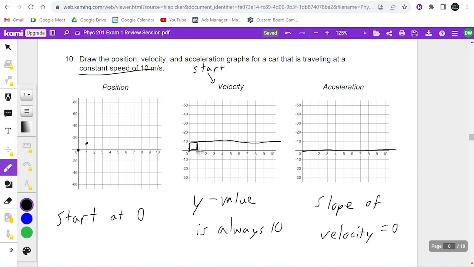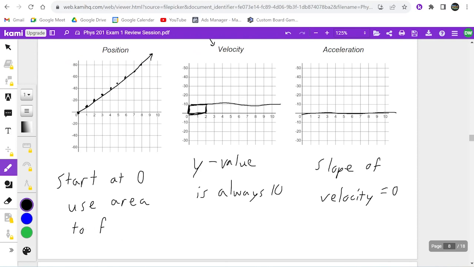Then the next area, if I want to find the position at 2, I got to find the area from 0 to 2. It's now a bigger rectangle. And that area is 2 times 10, 20. So at 2, it's 20. Then you do for the next one, and you're going to get 30. Then you do for the next one, you're going to get 40. And you see the pattern. You don't have to do all these, obviously. But the answer is it's a linear line, meaning that it's y equals mx plus b. And it goes up by 10 each time because I use the area for my velocity. So use area to find position.